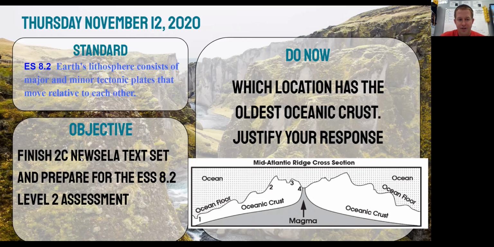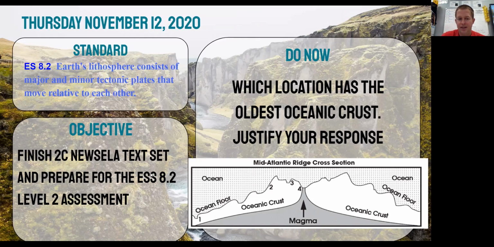So today you're going to finish the Newsela text set. You'll go to Newsela and you have to read 3 of those 5 articles. You log into Newsela with Google and read any 3 that you pick. There's 5 there. You don't have to do all of them. We started this yesterday. You'll finish it today.